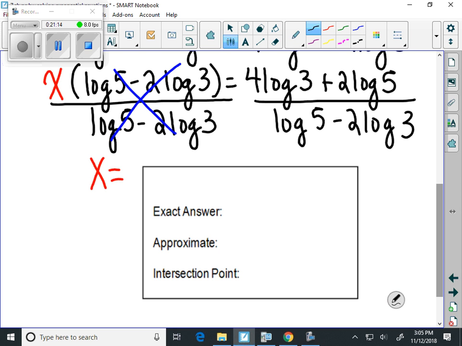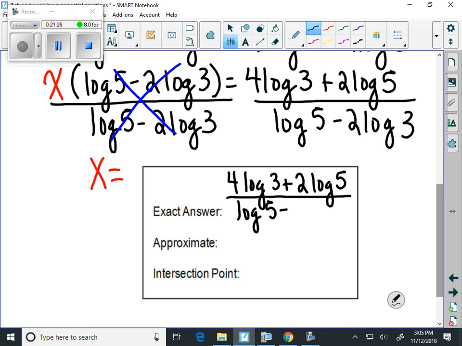Again, 4 log 3 plus 2 log 5 divided by log 5 minus 2 log 3.